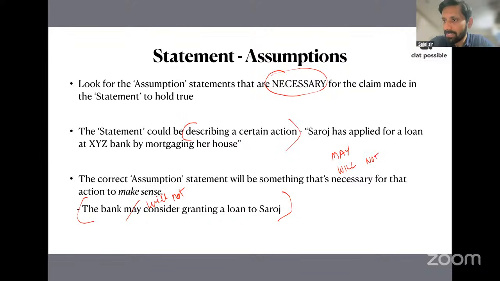And when I am denying will, it becomes may not. Okay? Logical opposites. So the bank will not consider granting a loan to Saroj. Then that action makes no sense. Then that action of writing an application to the bank does not make sense, right? So, of course, the statement that the bank may consider granting a loan to Saroj becomes an assumption.